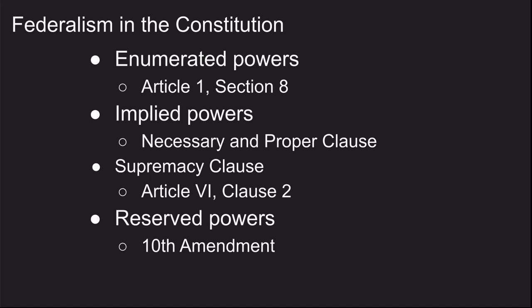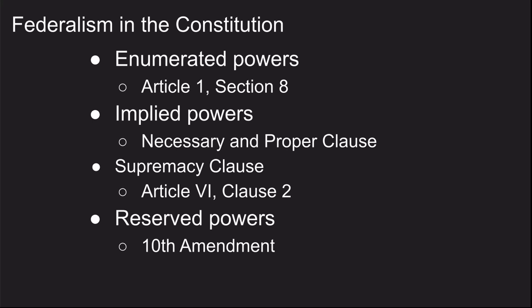The implied powers originate through the necessary and proper clause. There are enumerated powers, but there are also times in which Congress needs to be able to do something that is not explicitly in the Constitution. And so we give Congress the flexibility to take action.